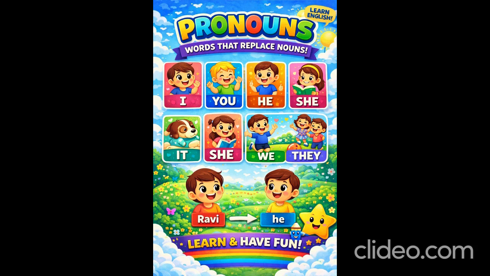So remember. A pronoun is a word that replaces a noun. Using pronouns makes our sentences shorter and easier to understand. Try this at home. Look at people around you and make sentences using pronouns. Learning English can be fun and exciting. Keep learning, keep practicing, and keep smiling.